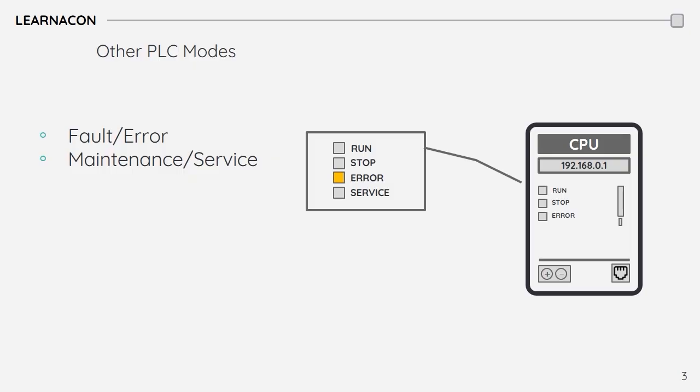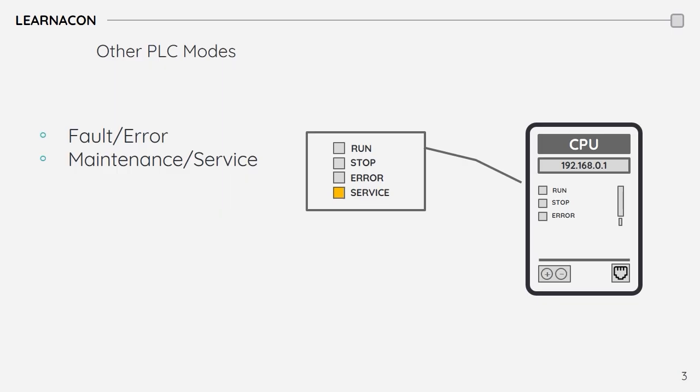For example, if a divide by 0 happens in the program, the CPU considers it as an error and goes to fault mode. Fault may happen also because of hardware issues, like the CPU losing communication to input modules. There are several reasons that may cause a PLC failure, and you can find them in the PLC manual. The other mode seen in some PLCs is the maintenance or service mode. Let me explain this with an example.